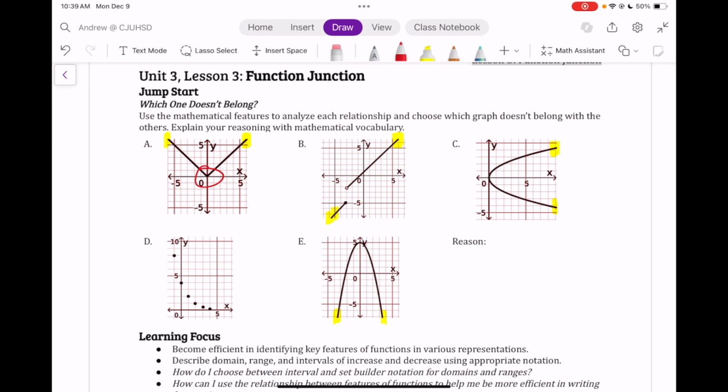Part B has this kind of weird discontinuity to it. C is not a function because an input like 5 has more than one output. D is the only one that's discrete, and E has no minimum. Only has this maximum at the top.